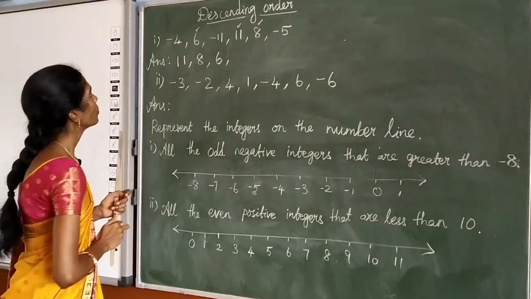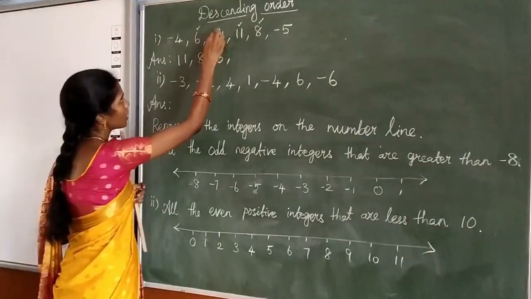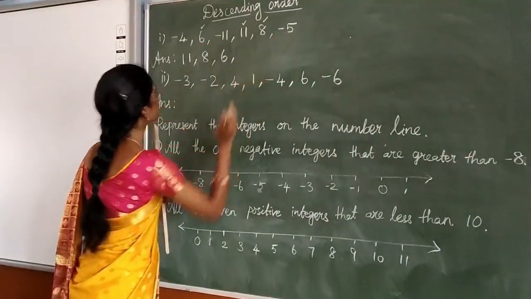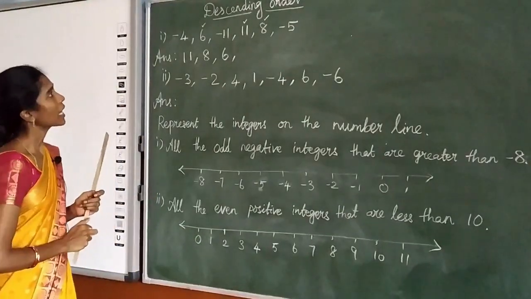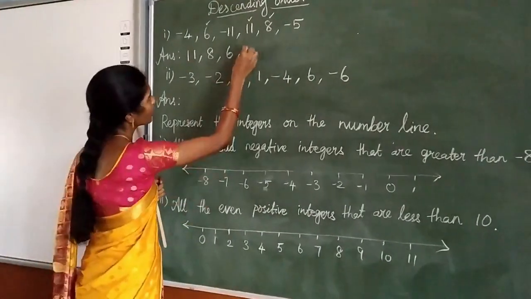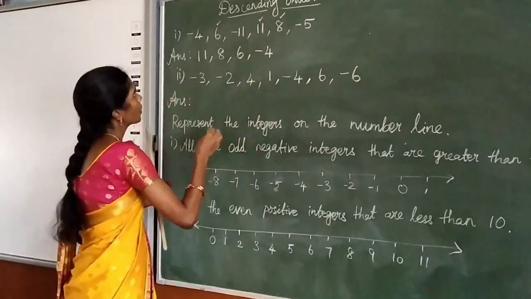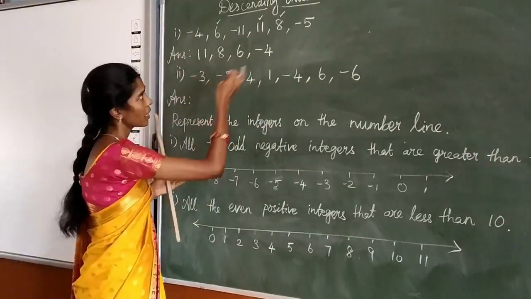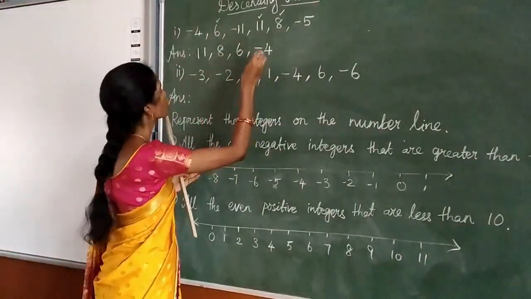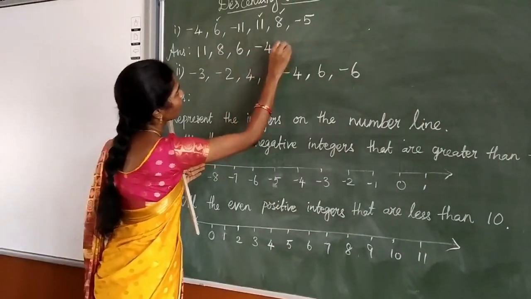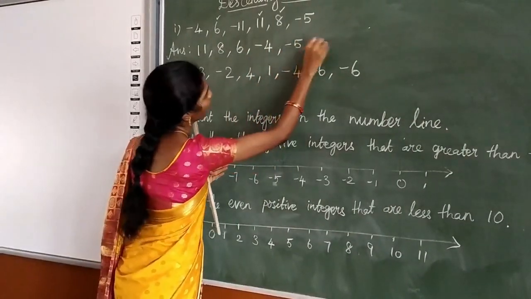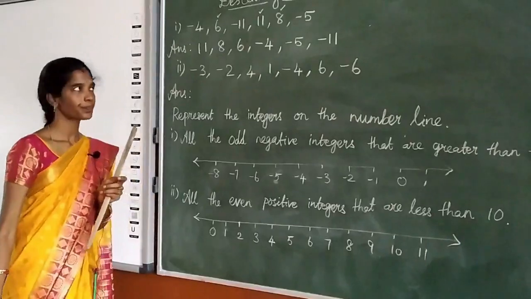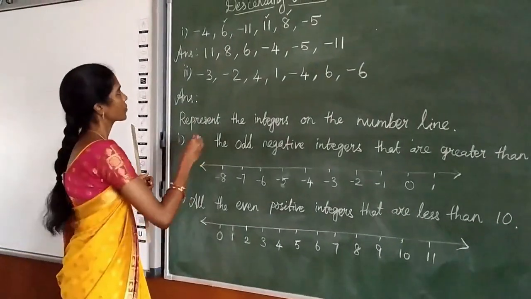Among the negative numbers, we have minus 4, minus 11 and minus 5. Which is the greatest among them? Minus 4. In negative numbers, the smaller number is greater, I told you. So minus 4, then minus 5, then minus 11. Okay. Next one.